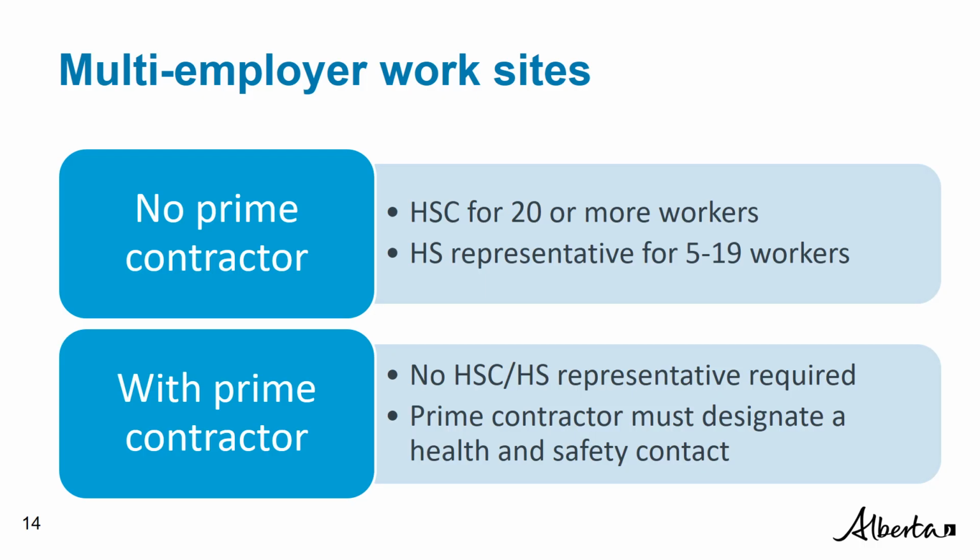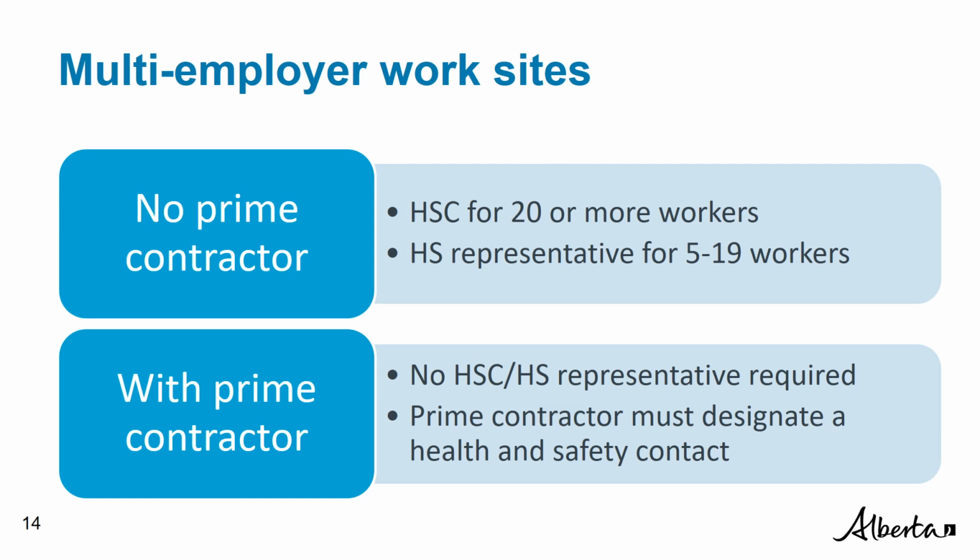Worksites with 2 or more employers may require a health and safety committee or representative. If there is no prime contractor and 20 or more regularly employed workers at the site, the employers must work together to establish a health and safety committee. If there is no prime contractor and there are 5 to 19 regularly employed workers at the site, the employers must designate a worksite health and safety representative. Workers from any of the employers on site can be selected for these roles.